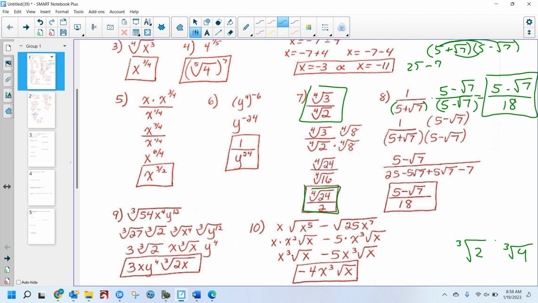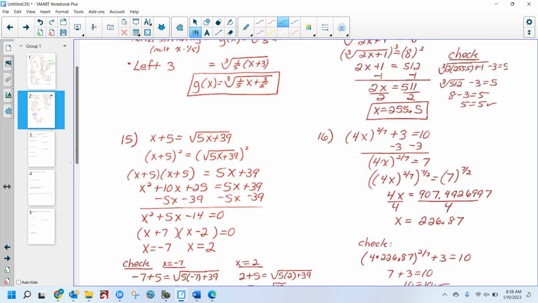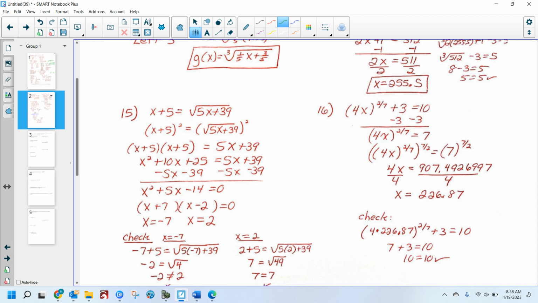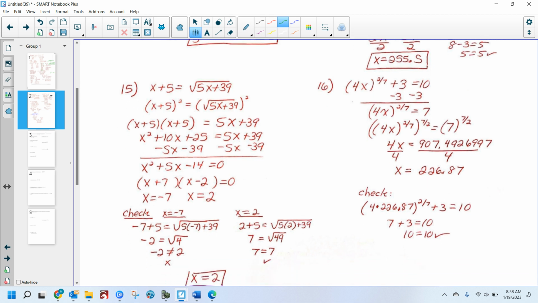What other questions do we have? 15? Was there a certain part of it you want to see or just the whole thing? Okay. Double check. When you squared the left side, did you get x squared plus 10x plus 25? Yeah. Okay, and then on the right side, did you get 5x plus 39? Yeah. So then which way did you move the terms? I tried to divide this by 5 and then subtract it to 0. Gotcha. All right, other questions?